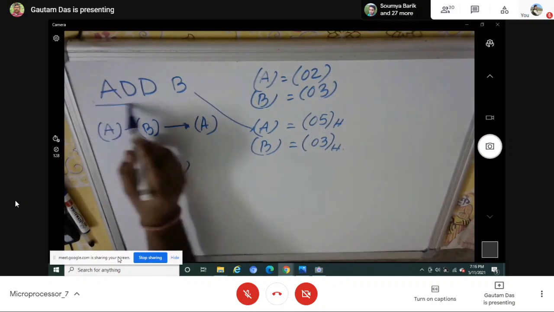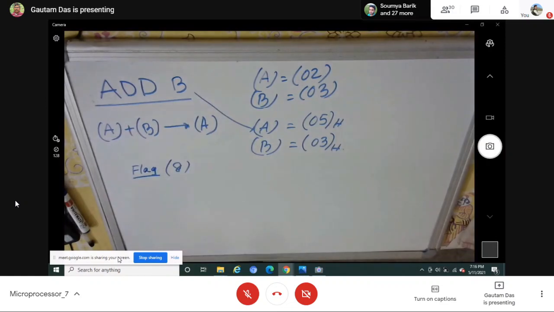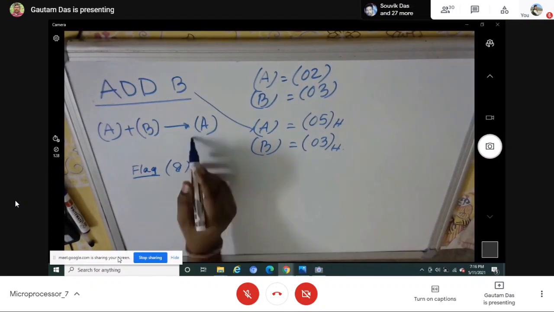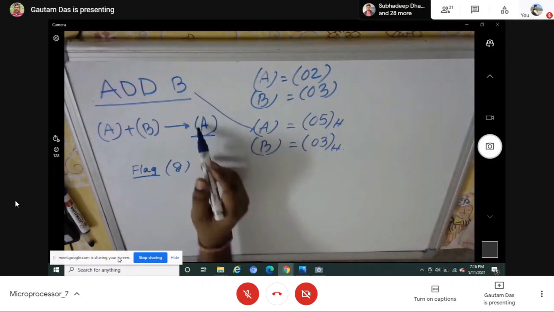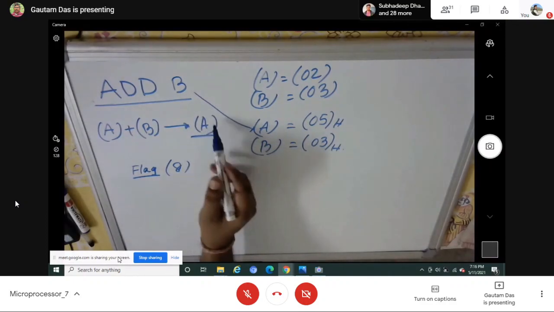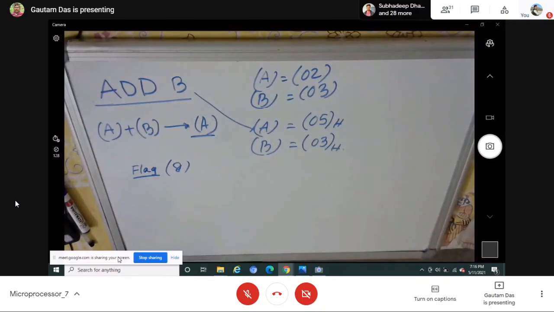So now, as ADD B is an arithmetic instruction, that means this instruction has an effect on the flag register. Because after addition, depending on the content of the accumulator, the flag content will be changed. For example, if the accumulator contains an even number of ones after the addition, the parity flag will be set in that way. That means an arithmetic instruction can change the content of flag.